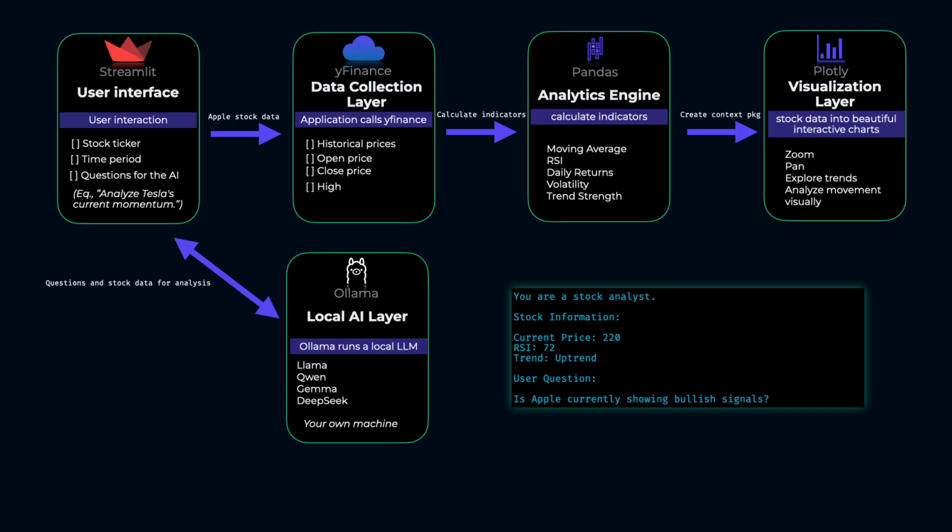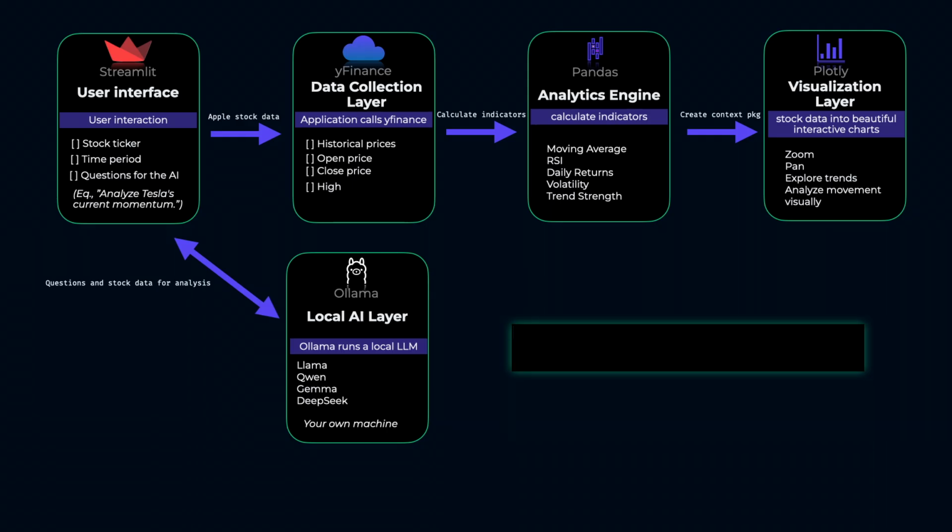This prompt is sent to Ollama. Ollama forwards it to the local LLM. The LLM analyzes the information and returns something like: Apple appears bullish because the short-term moving average is above the long-term moving average. However, RSI indicates the stock may be approaching overbought conditions. And that's the answer shown inside Streamlit. Pretty cool, isn't it? Everything we experimented with using our local machine.